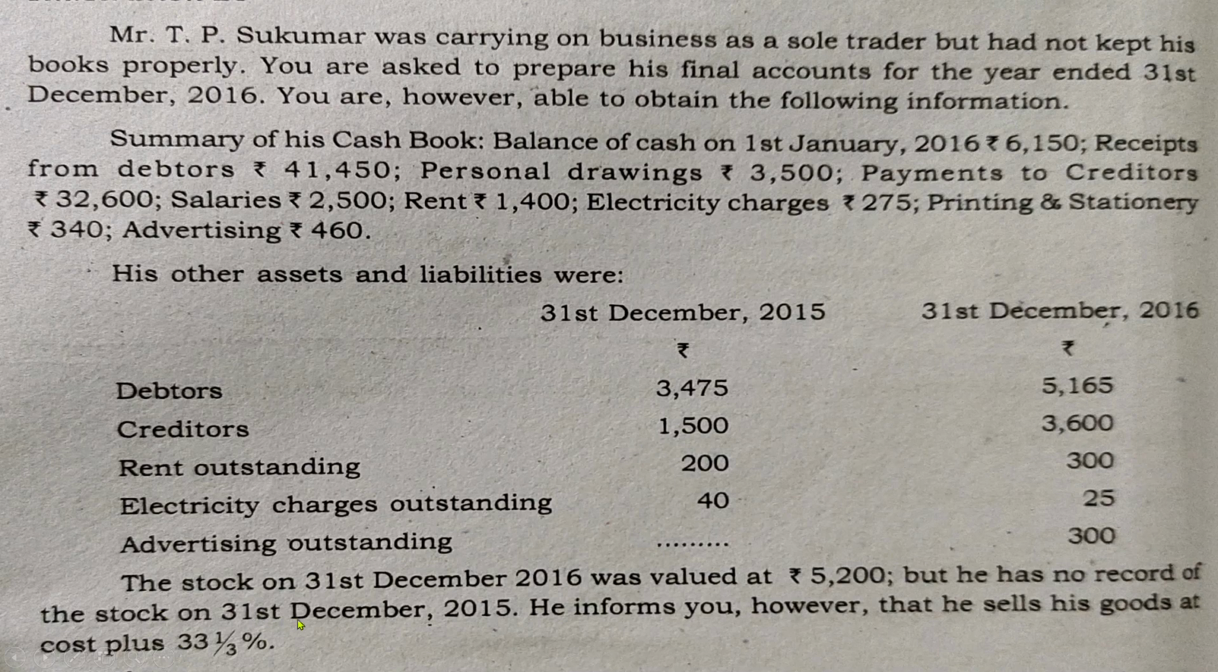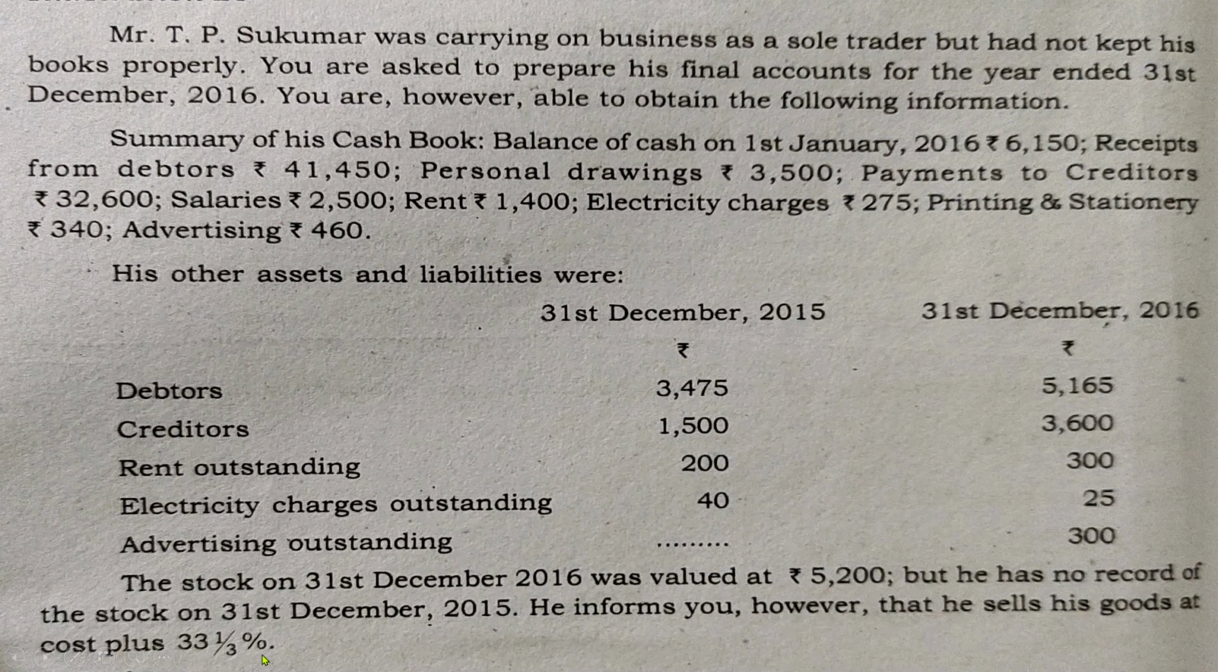Next one, stock on 31st December 2016, that is closing stock, but he has no record of the stock on 31st December 2015. So he doesn't have the details of the opening stock. So you need to find the value of opening stock. He informs you that he sells his goods at cost plus 33 1/3%.